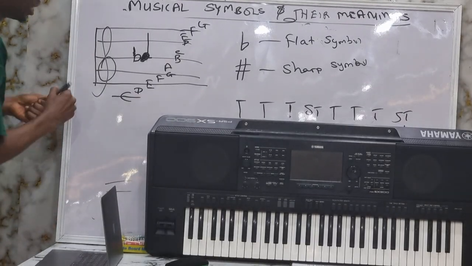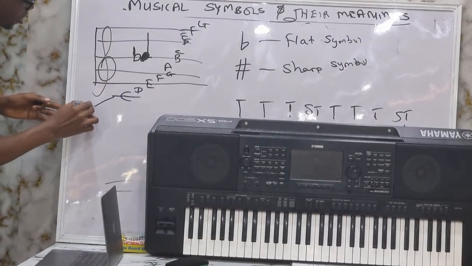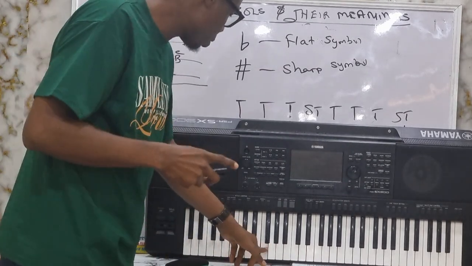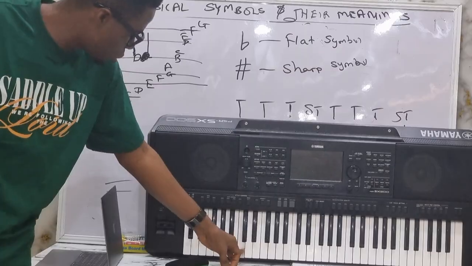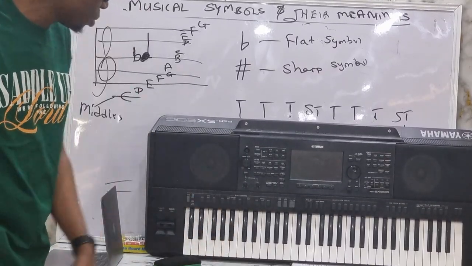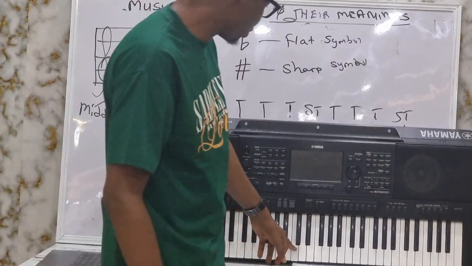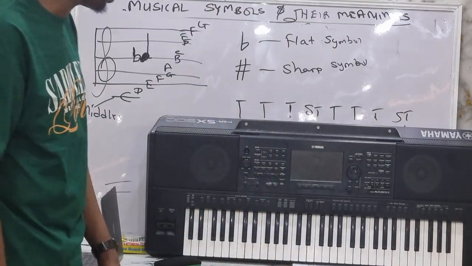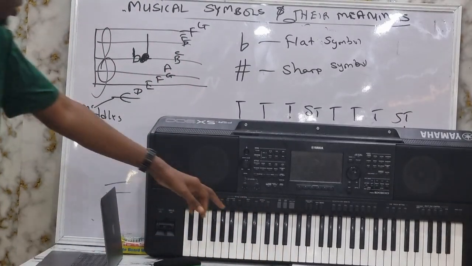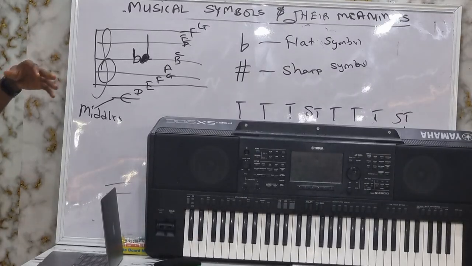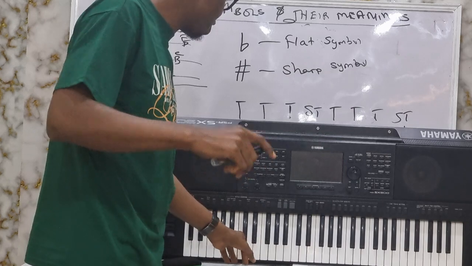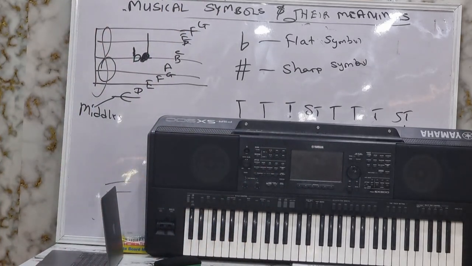This C here is what we call middle C. That's the second C after this one. That's your middle C. See that one? Or this one, the third one, right? Okay, so the third one is your middle C. Are you sure it's the third one? It's not the third one, it's the second one. This is your middle C.